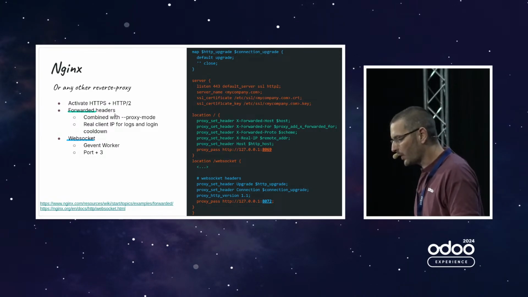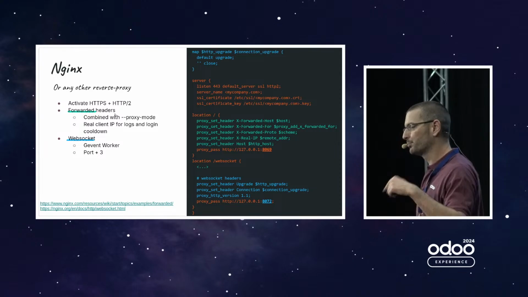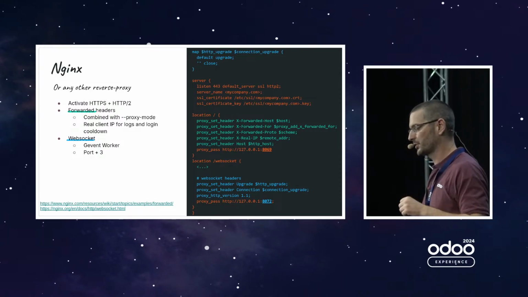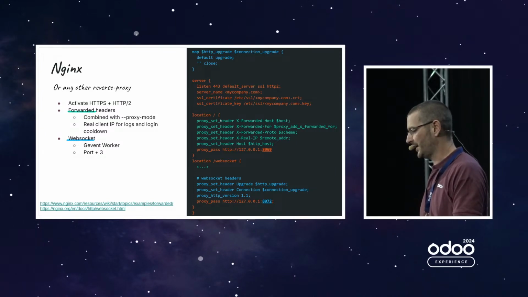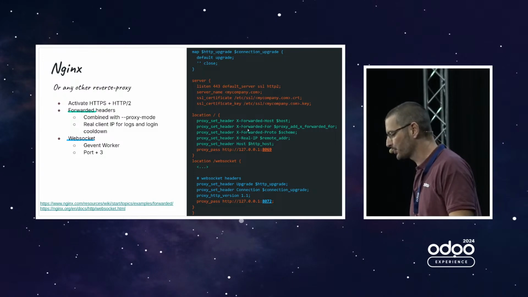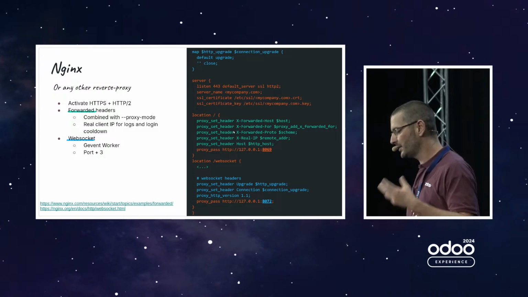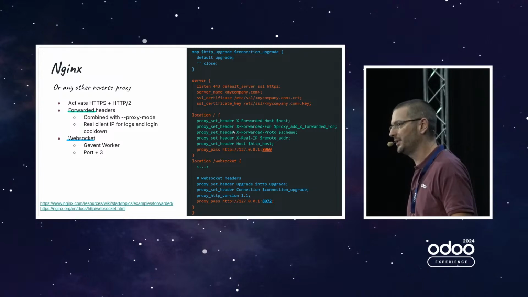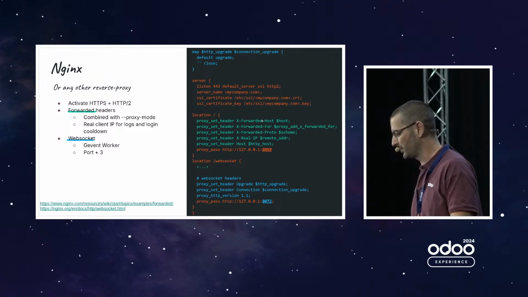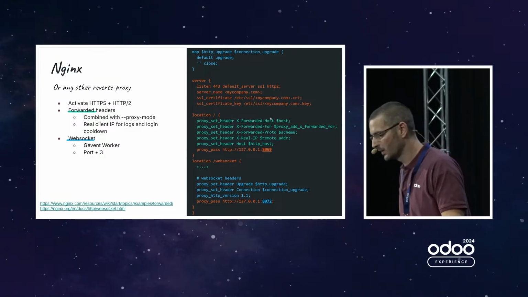You need to forward some headers. So remember the proxy mode of Odoo. I told you, it's going to read some headers coming from nginx. That's the configuration here, so it's something pretty standard for any reverse proxy, to fill the headers with the real IP address of the client. X-Forwarded-Host, for example, here.